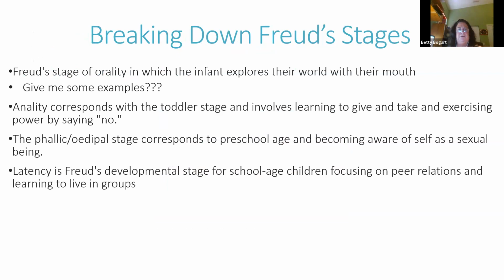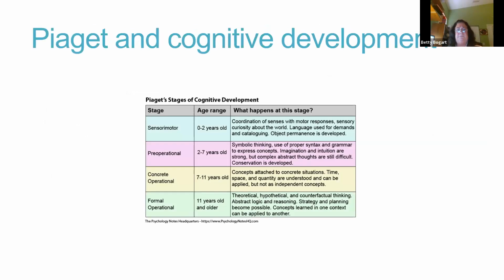It's very difficult. And then that phallic stage is the preschooler becoming aware of themselves, who they are, what they can do. Again, this is part of preschoolers, and it goes forward. Now, latency is school age. School age is all about same-sex peers, okay? And how they work together.